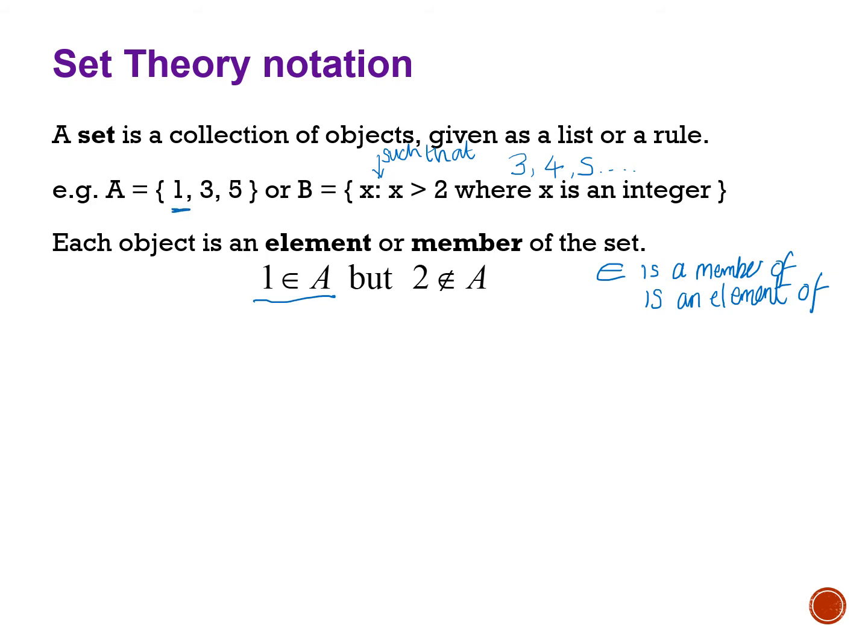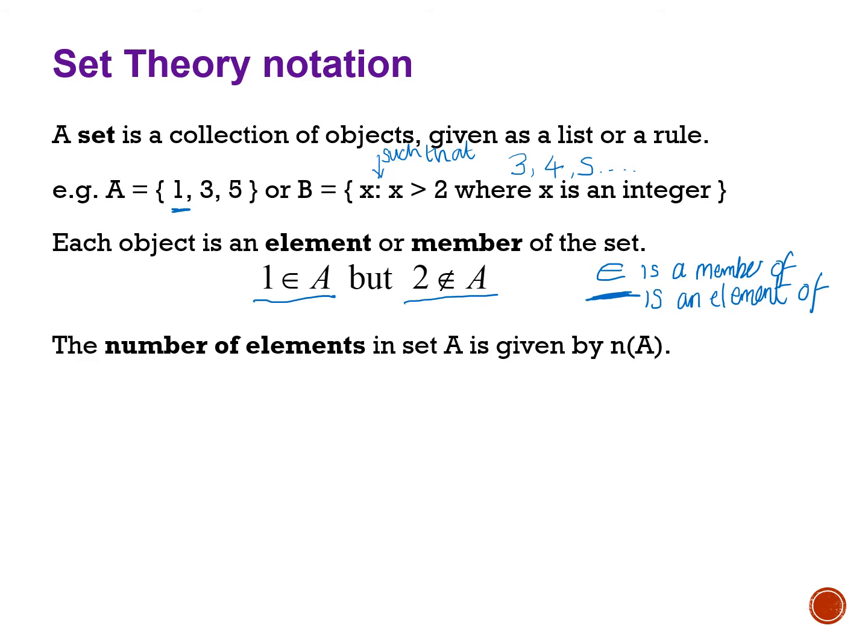Typically when you have a symbol with a line through it, that means is not. So you would read this as 2 is not a member of A, and you can see that 2 isn't a member of A. Make sure you remember that, because that sometimes comes up in questions. It's is a member of, or if it's got a line through it, is not a member of.